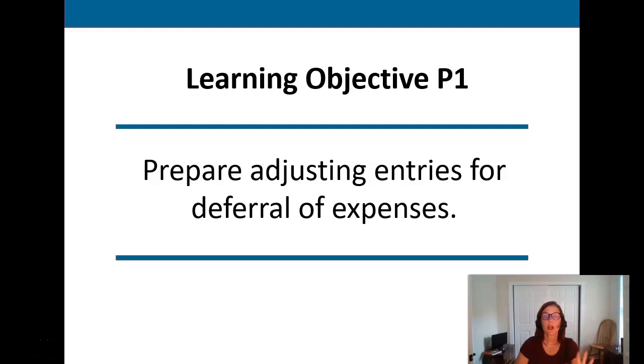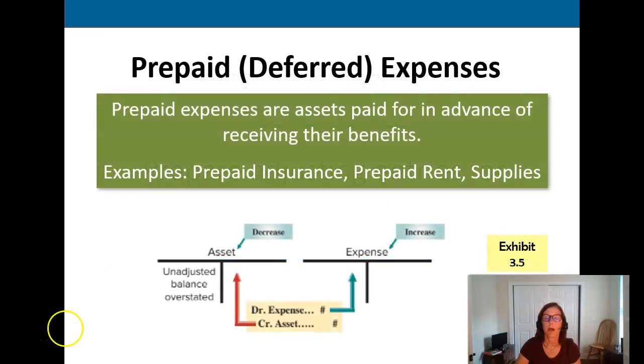We're going to talk about adjusting entries first in terms of deferred expenses. I'm going to break this video on the deferral of expenses up into two videos because there are really two distinct concepts that come into play here. So I will split them up to hopefully make them a bit more focused.